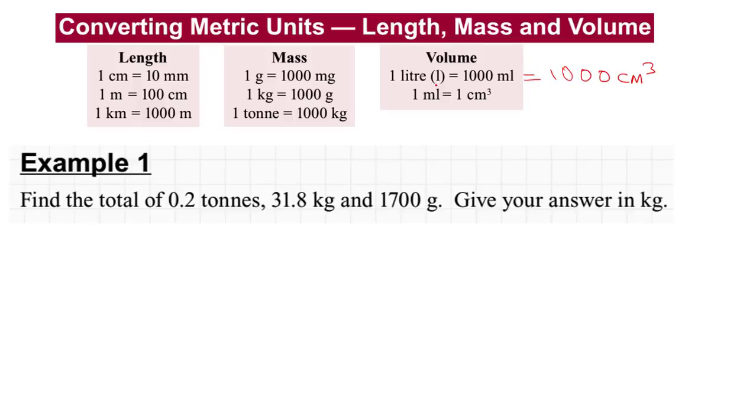That's one thing I need you to memorize. So 1 liter is 1,000 milliliters, and that's the same as 1,000 centimeters cubed. How do I know that? Because here, 1 milliliter is 1 centimeter cubed. That's what they've said here. So if I write that down, it says 1 milliliter is 1 centimeter cubed. Which means that if I have 1,000 milliliters, that's going to be 1,000 centimeters cubed.